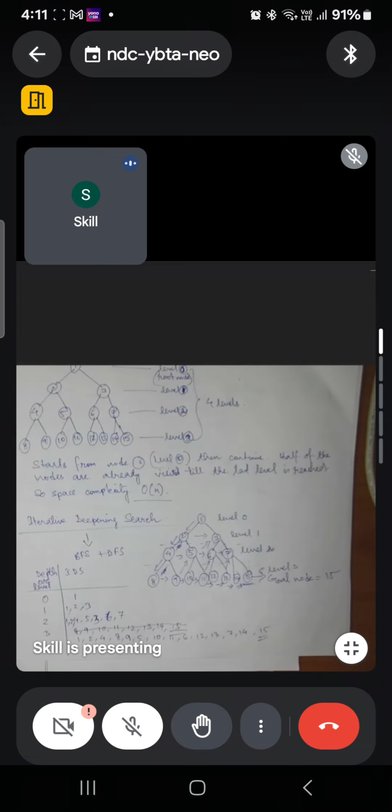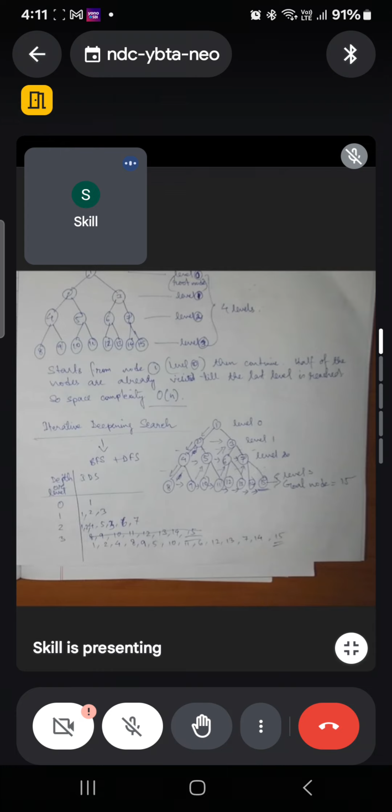We can write like this: depth or level on one side, and IDS, which means iterative deepening search, on the right hand side. First we will start with level 0. So the root node is 1, so we'll write 1. Then at level 1 we will move towards the next level.